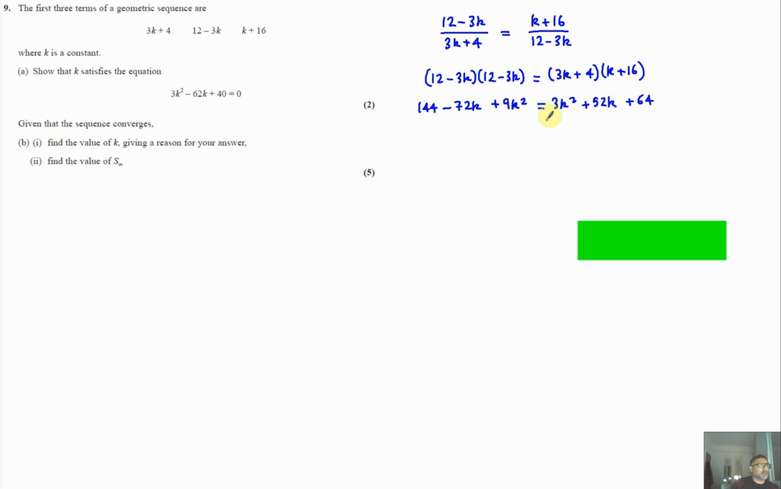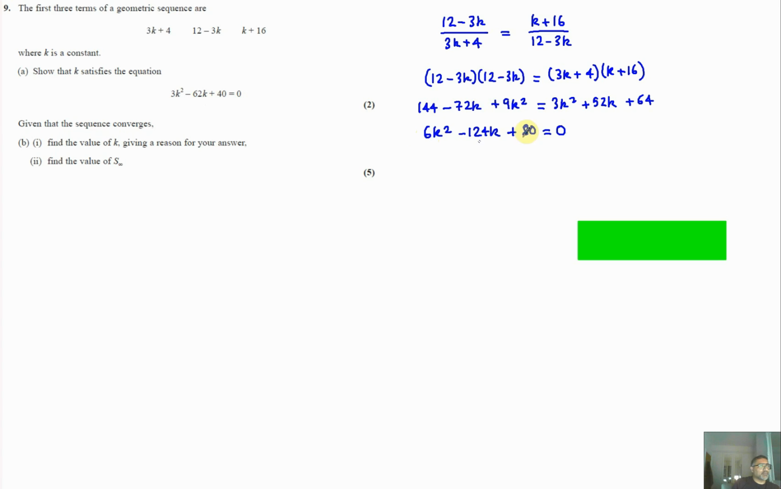Simplifying that all to one side, you've got 9K squared here, so let's do it on this side. 9K squared take 3K squared gives us 6K squared. You've already got minus 72K here. We need to take away another 52K. That gives us minus 124K. And you've got 144. You need to take away 64, so that gives us plus 80 equals 0. So we're almost there.